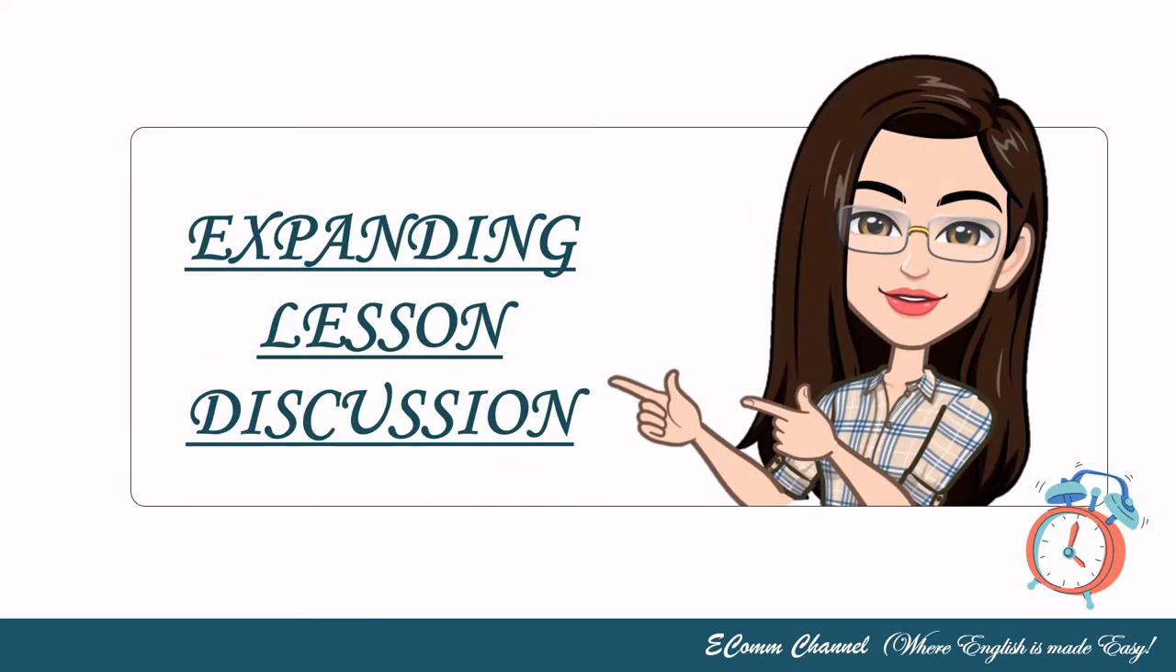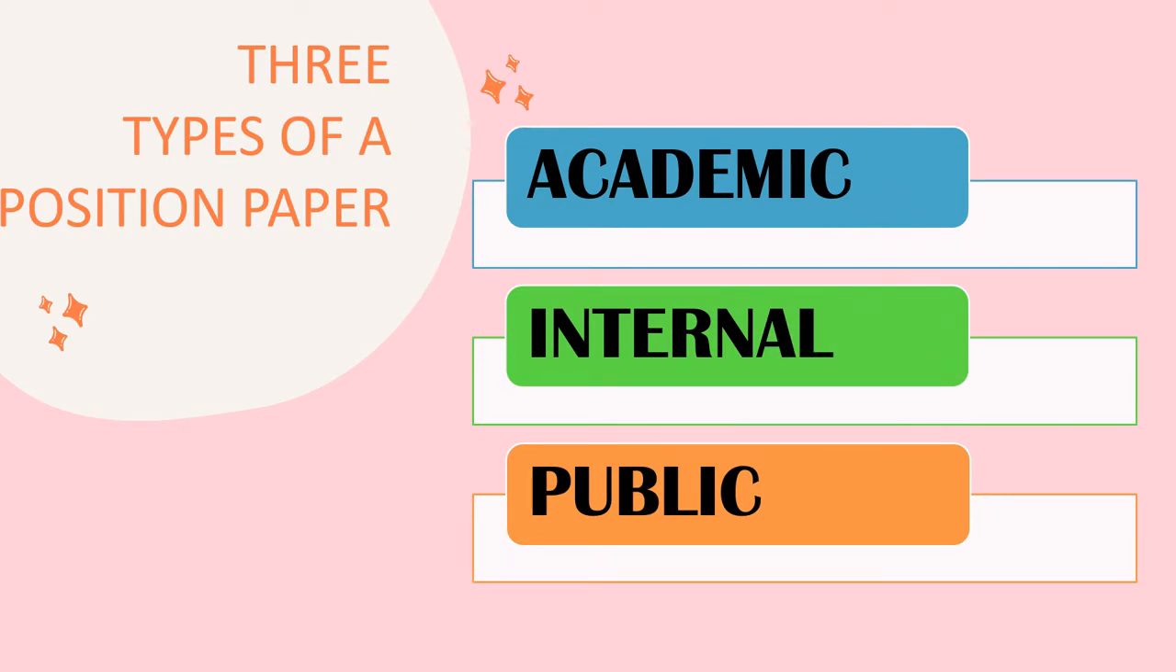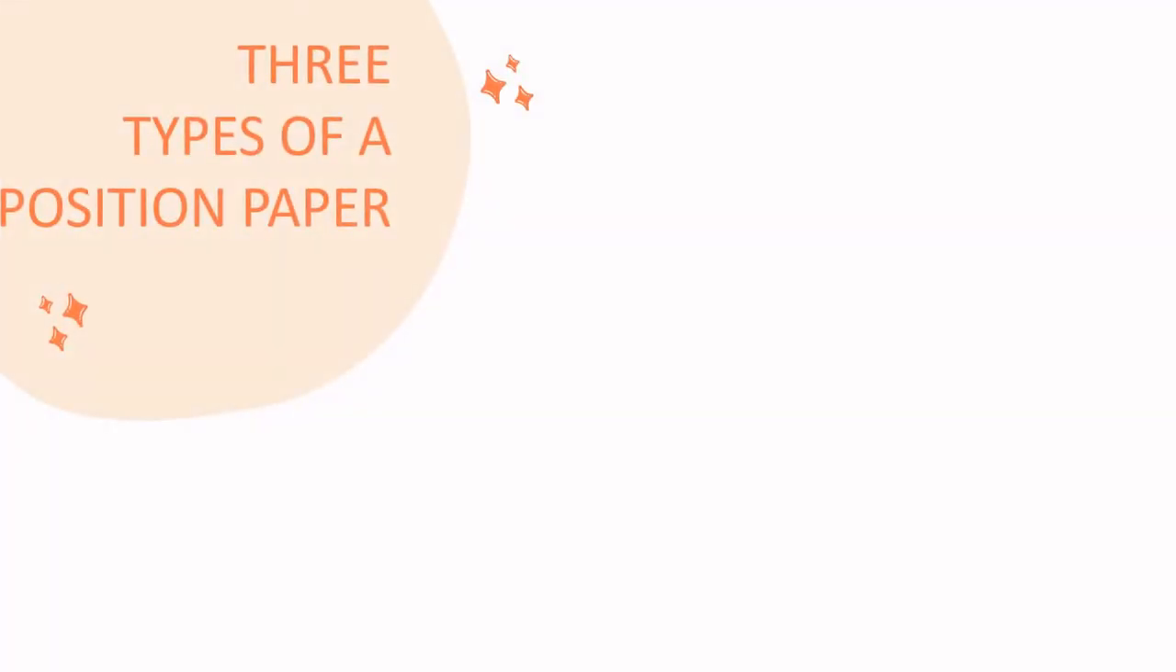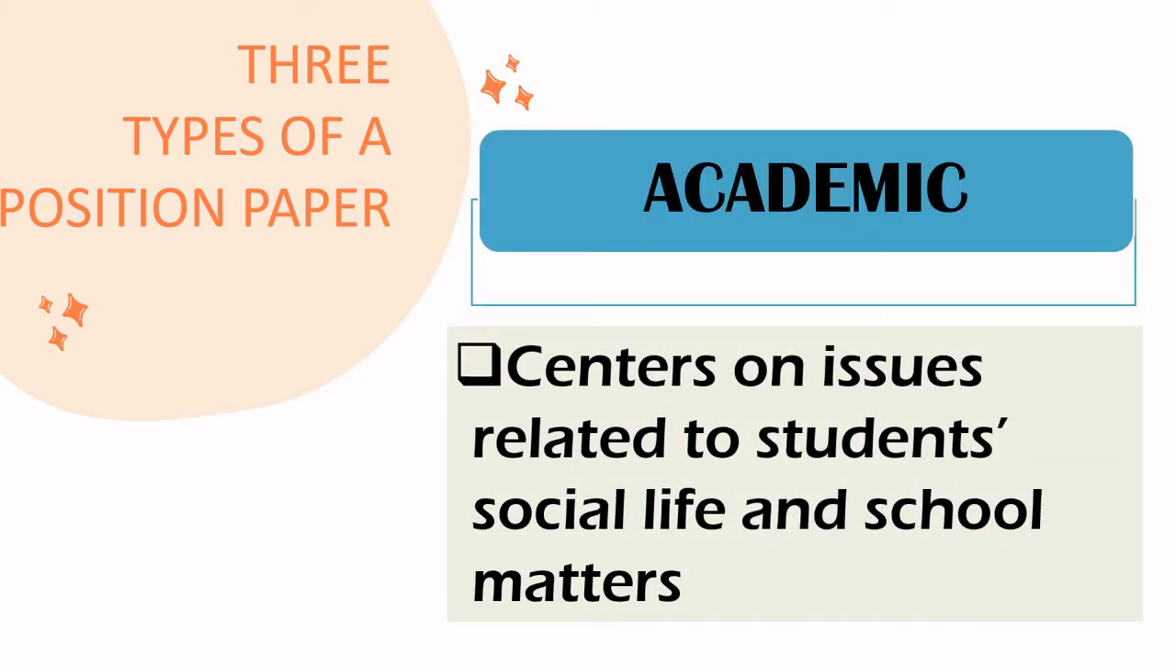I hope you can still follow the lesson discussion. To further give you important details about writing a position paper, here are its 3 types that we may write. They are academic, internal, and public. Now let's have the academic position paper. It centers on issues related to students' social life and school matters. Topics are issues existing in school or simply those which affect students' performance in the academe.